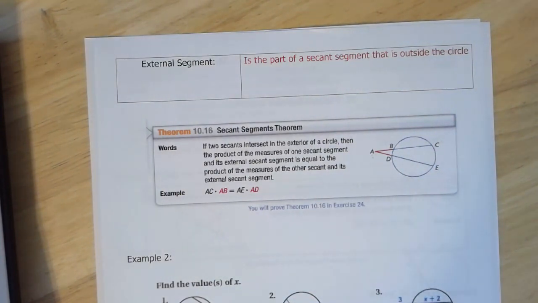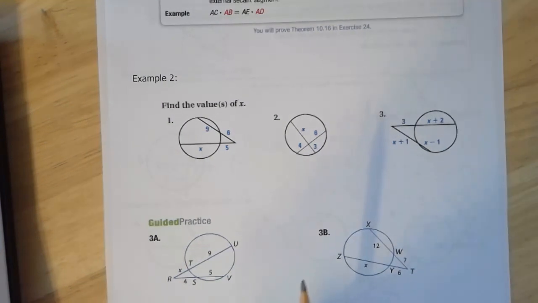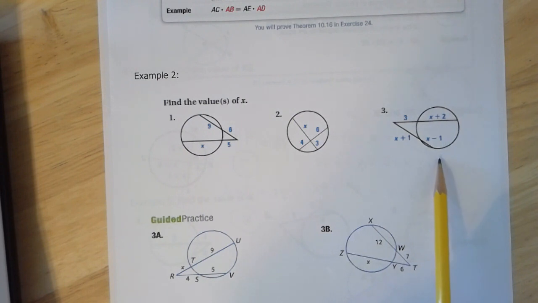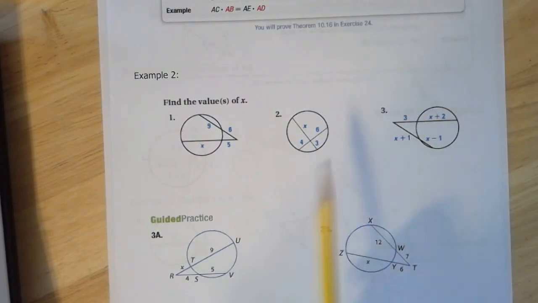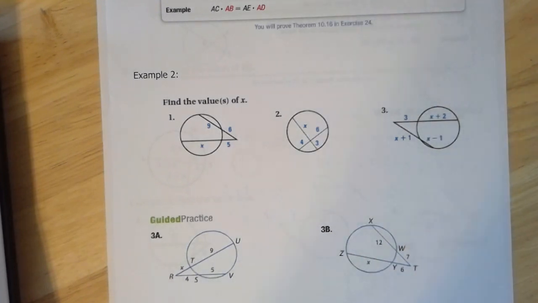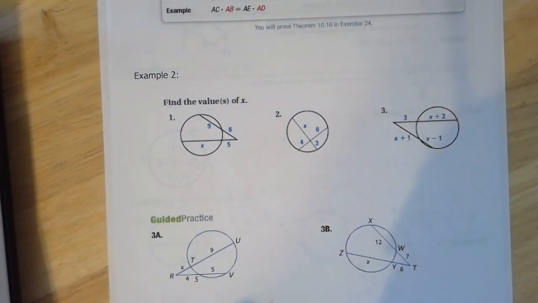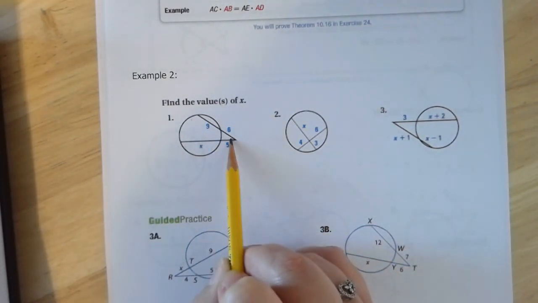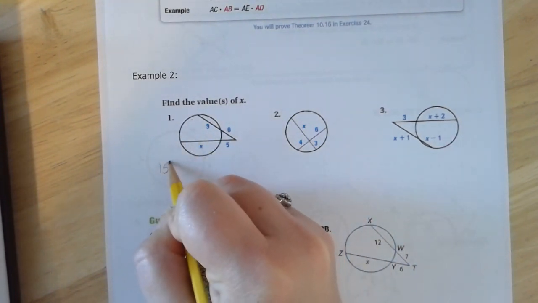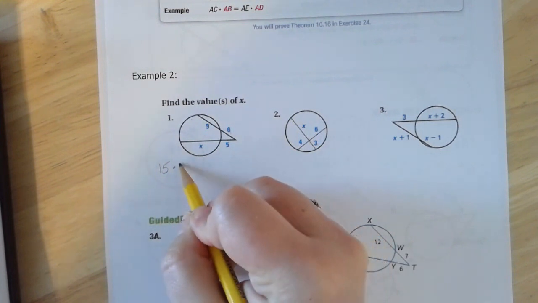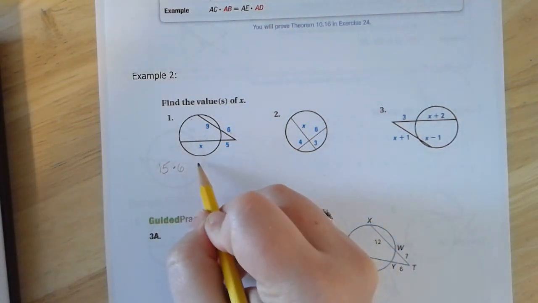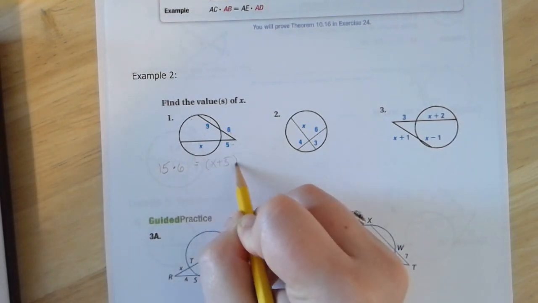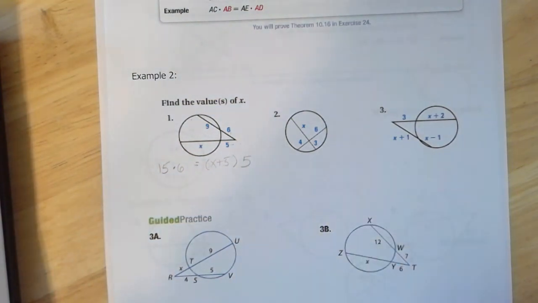We're going to look at this together for a second. I'm going to do example 2. I'm going to do 1 with you, and I'm going to do 3 with you. You guys are going to do example 2 because it's the same concept we just learned on the first page of the notes. It's the whole line times the exterior. So the whole line is 6 and 9, which is 15, times the exterior of 6, is equal to the whole line, x plus 5, times the exterior of 5.